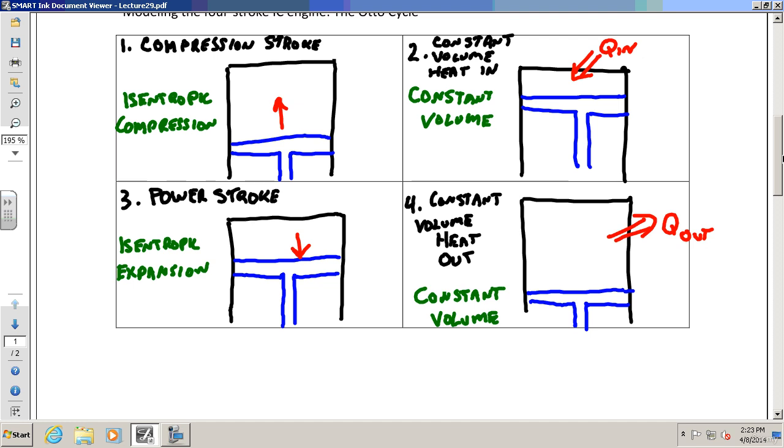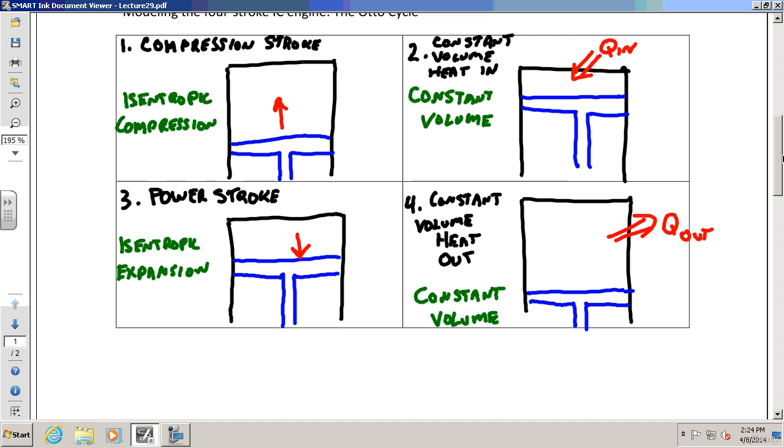Now, if you follow this along very carefully, it only looks like two strokes. I said it's a four-stroke engine, and yet if you follow my diagram of an Otto cycle, it surely looks like two strokes. What happened? Well, number 4 is actually two strokes, whereas 1 through 3 is also two strokes. Because 1 is a compression stroke, so that's a stroke. 2 is not really a stroke at all, just a phase. 3 is a power stroke, so there's stroke number two. And 4 is what they call constant volume heat out.